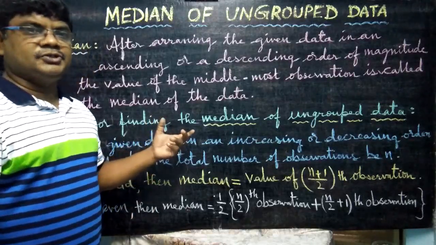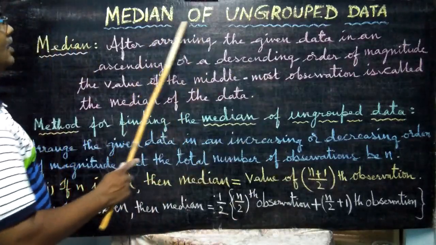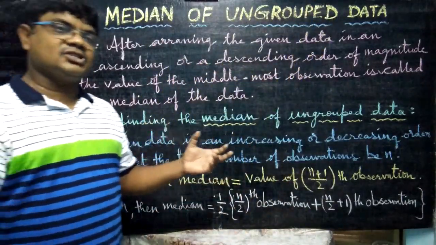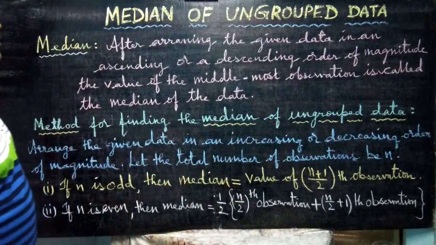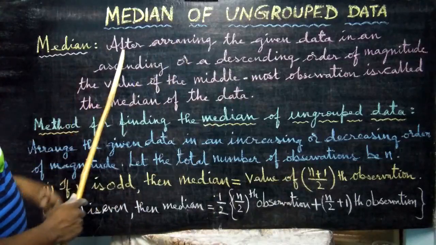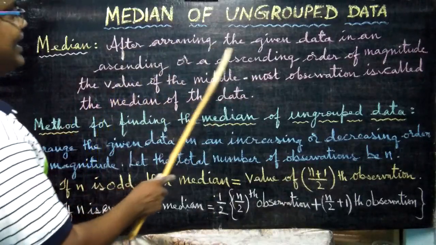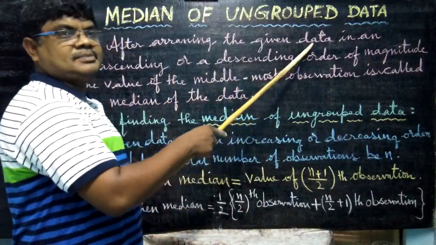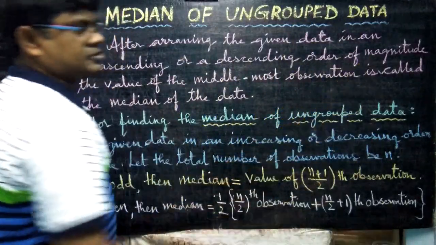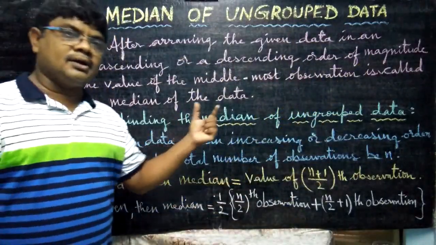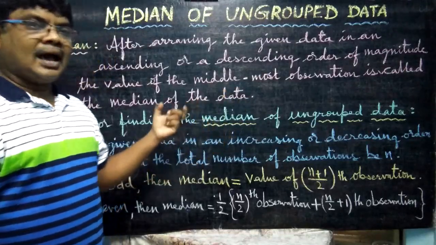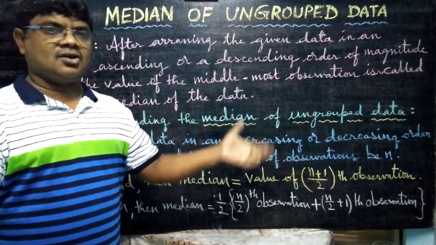Today I am going to teach you median, the median of ungrouped data. Mean and median are measures of central tendency. Now mean is completed, coming to median. The first thing in the median definition is arranging the given data, that is, observations, in ascending or descending order of magnitude, small to big or big to small. These all have the same meaning.